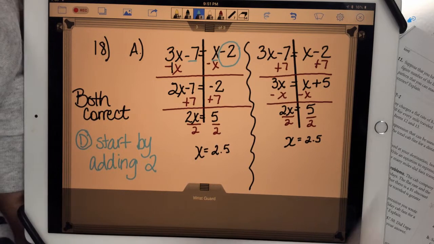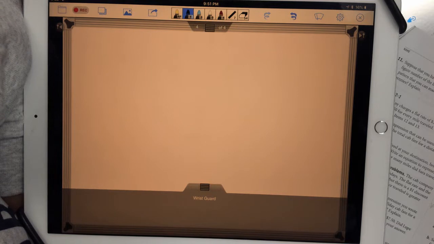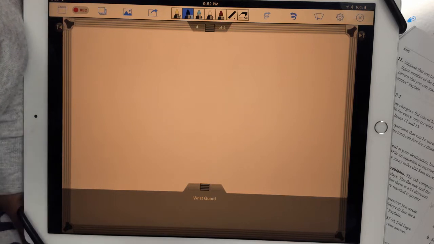I'm pretty sure I gave you guys 19 as well. So let me just look at 19. Jordan has been offered 2 summer jobs. One job is at the mall and pays $7 an hour. The other job is with the neighbor who will pay $50 per week plus $5 per hour. How many hours per week would Jordan have to work for both jobs to pay the same amount?